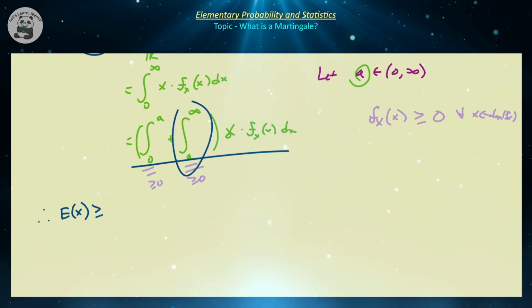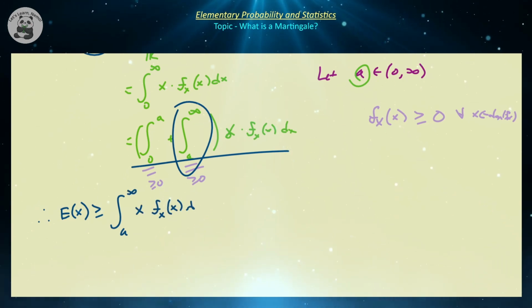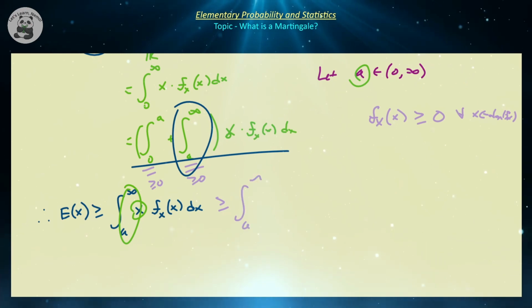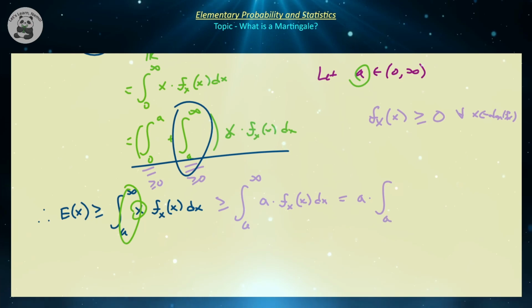So we can write this, if we focus on, for example, a to infinity, as the integral from a to infinity of x times f_X(x) dx. Also, keep in mind that x is going to be bigger than or equal to a because x belongs to the interval a to infinity. So that means that this is going to be bigger than or equal to the integral from a to infinity of a times f(x) dx. a is just a constant, so we can factor that out. So that's going to be equal to a times the integral from a to infinity of f(x) dx.